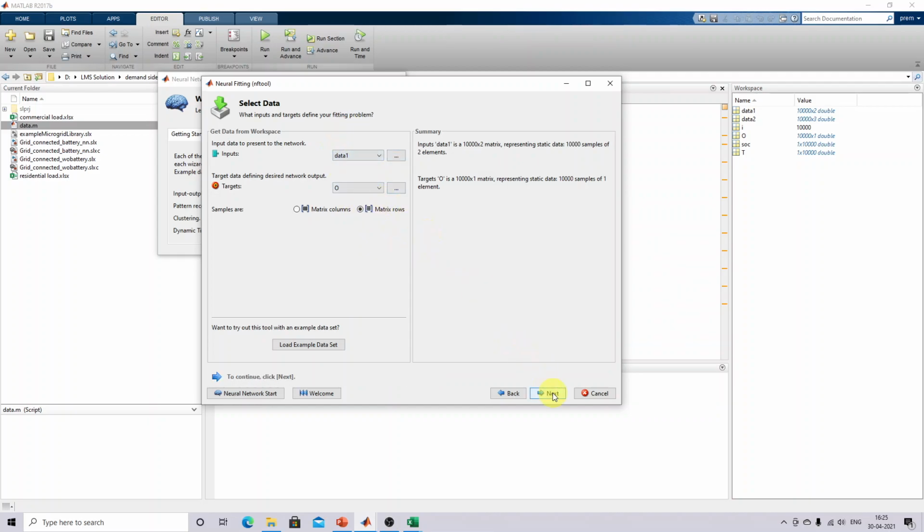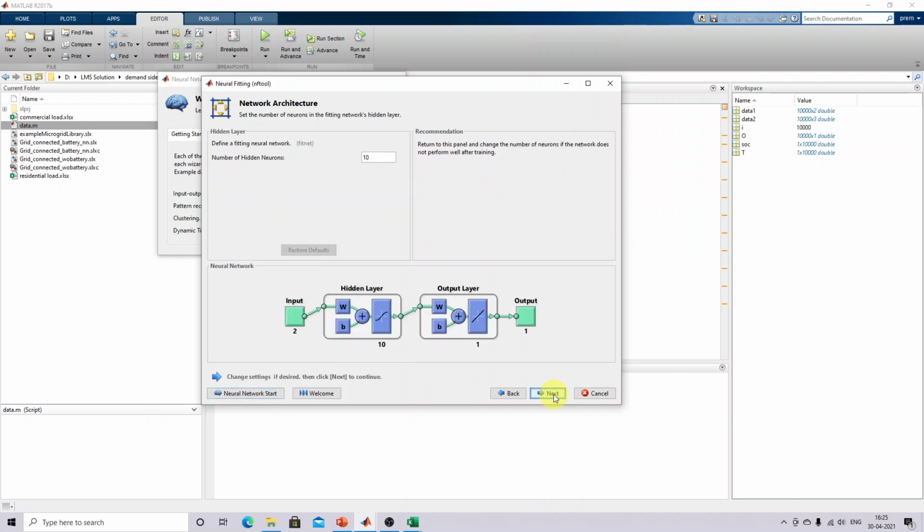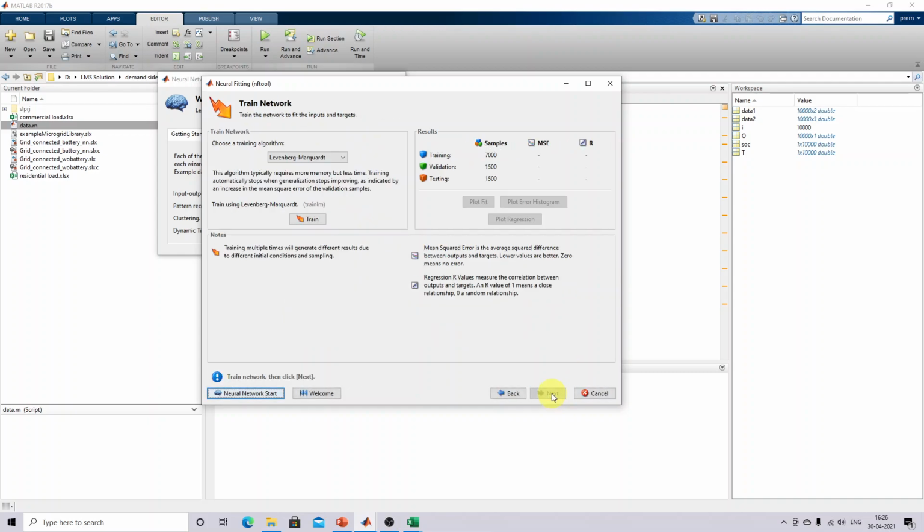So after clicking that one, just click this next button, and then here you can see the number of training and testing data samples. Okay, so next you go to click next, and then you can specify the number of hidden neurons in between input and output layer. Okay, so here I'm going to use a default value 10. Okay, after that I'm going to click next. So here you can select any algorithm, so LM or BR or SC algorithm. Okay, so I'm going to use second one and then train the network.